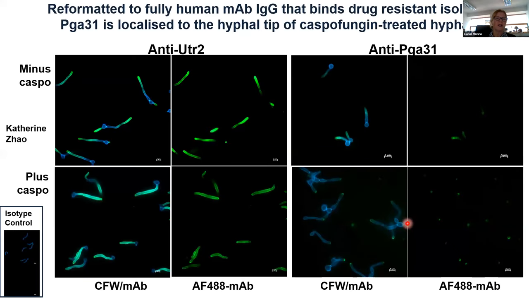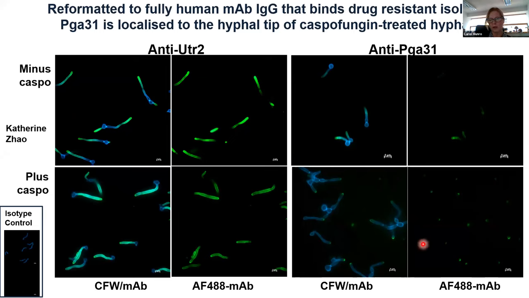So now we have reformatted the MABs into fully human MABs, which we are now testing in the lab. And again, we can see very nice binding with our fully human MABs to hyphae without caspofungin treatment. This is the anti-UTR2 MAB and the anti-PGA31 MAB. And then when we treat with caspofungin, again, we see this nice binding on the hyphae with the anti-UTR2 MAB.